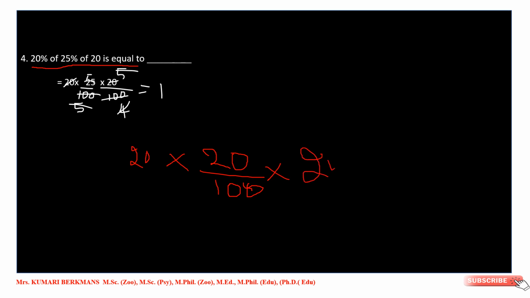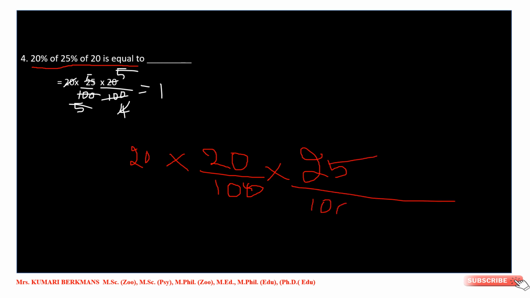So this is a problem. What is it? 20% of 25% of 20 is equal to, we have to find it out. So how to find this? Let us write 20 into this 20%. How to write 20%? It is 20 divided by 100. This is a percentage. And one more thing: 25%, this is 25%. How to write it? 25 divided by 100, let us write.